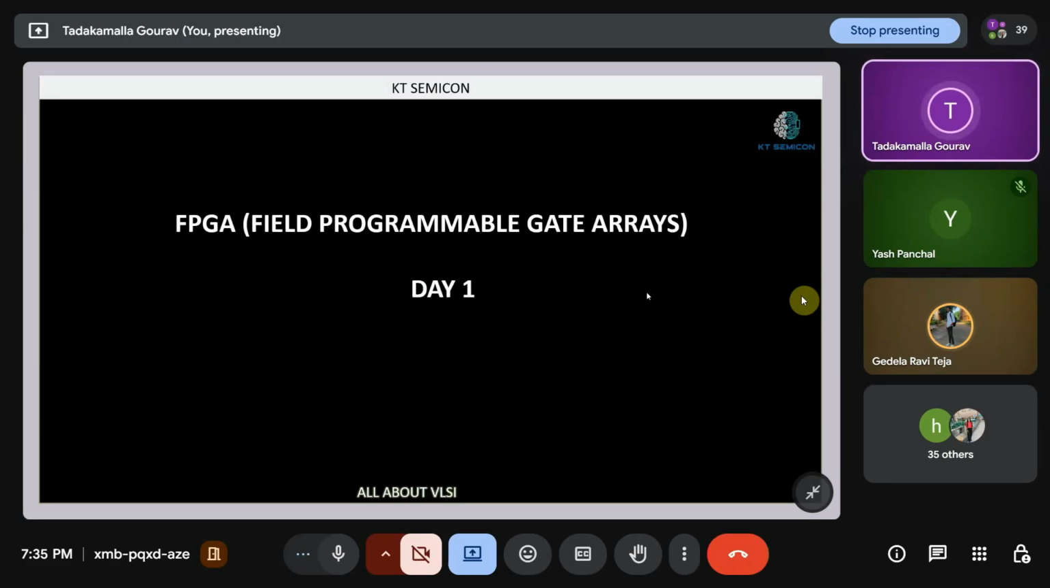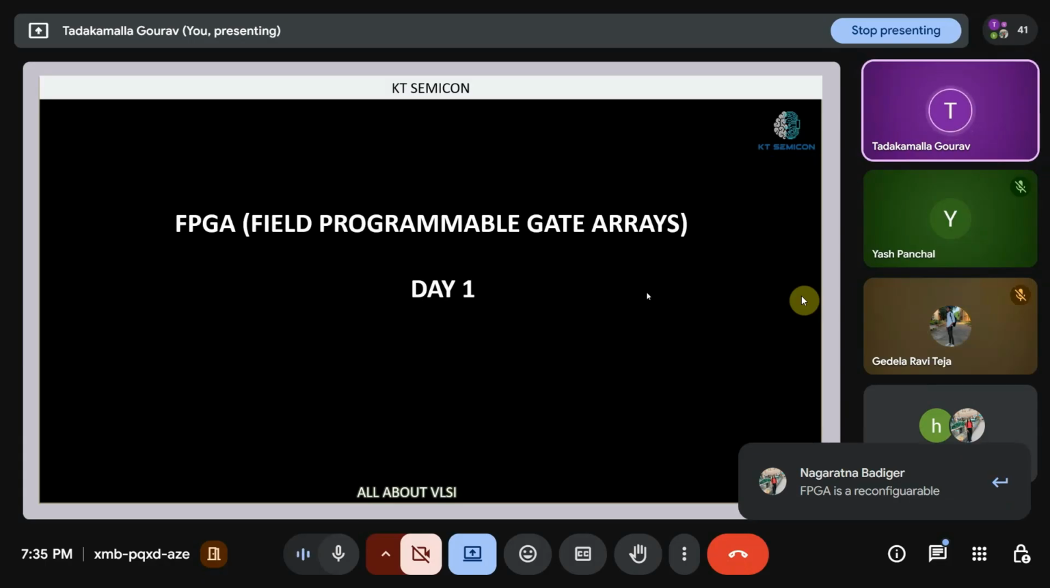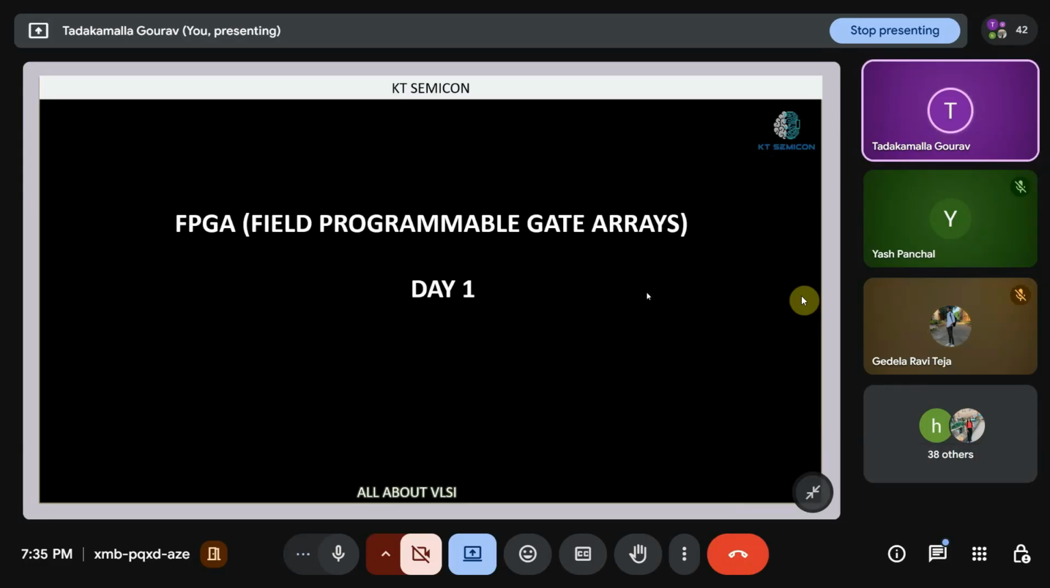So let's be interactive. You can openly discuss and give the answers. There is no problem, and no one knows you, so no one is going to think about you, right? Treat this as an opportunity to speak up and give your answers. Yeah, FPGA is reconfigurable. So what is meant by reconfigurable? That is what we are going to see. Any other answers?